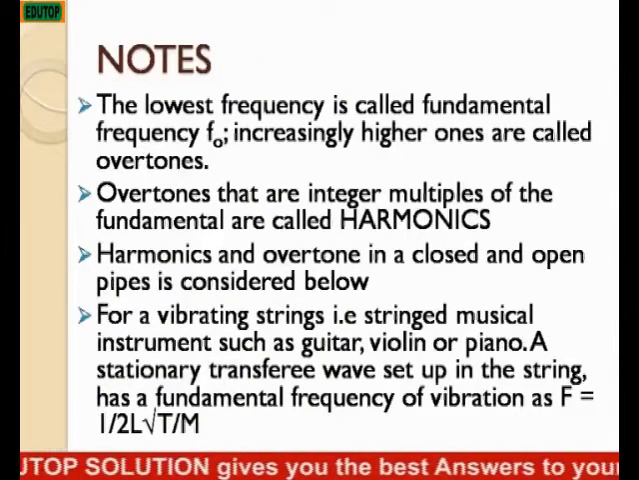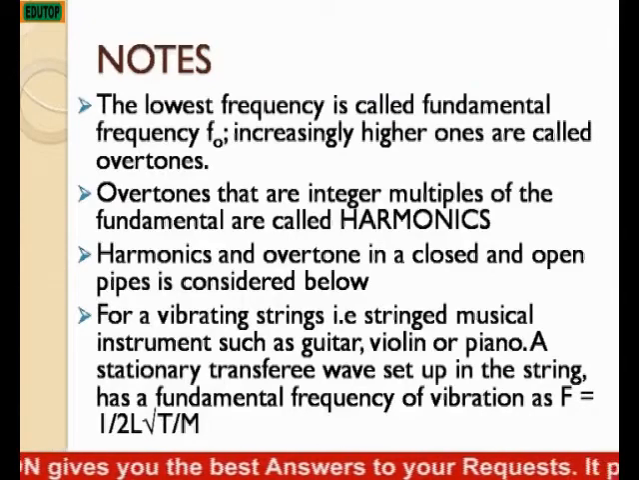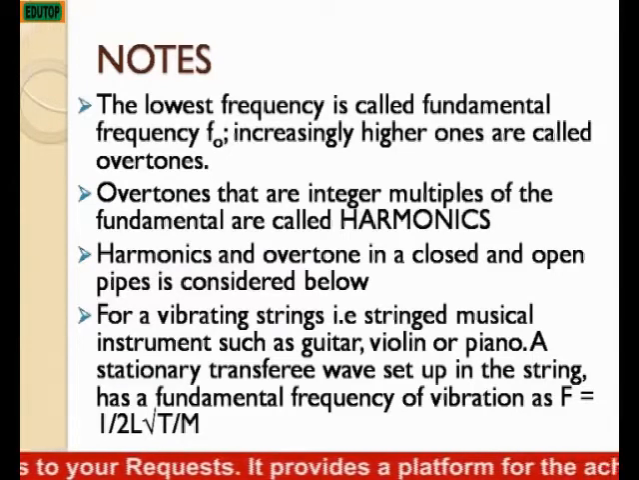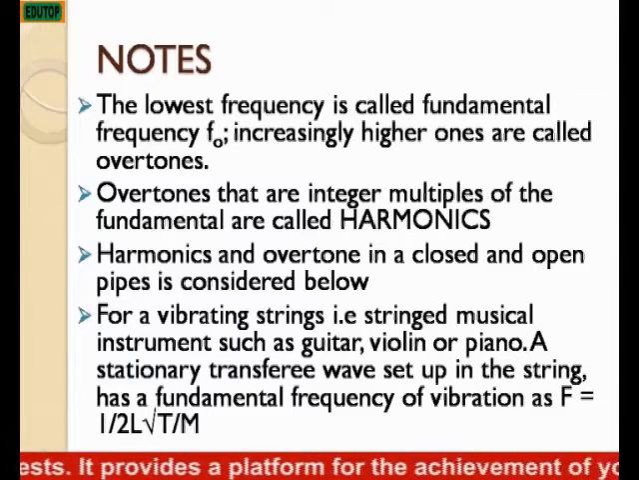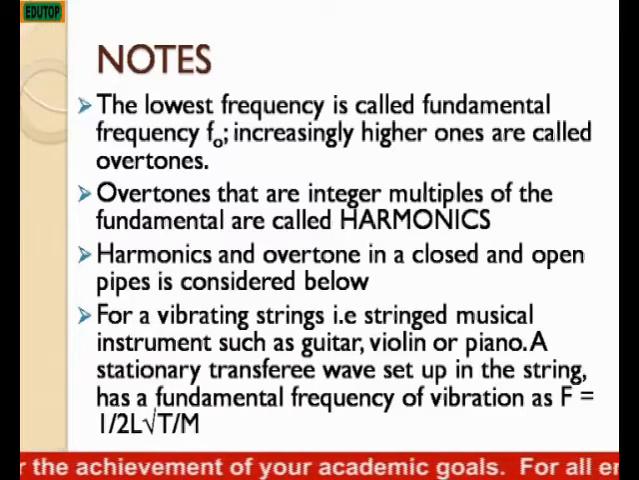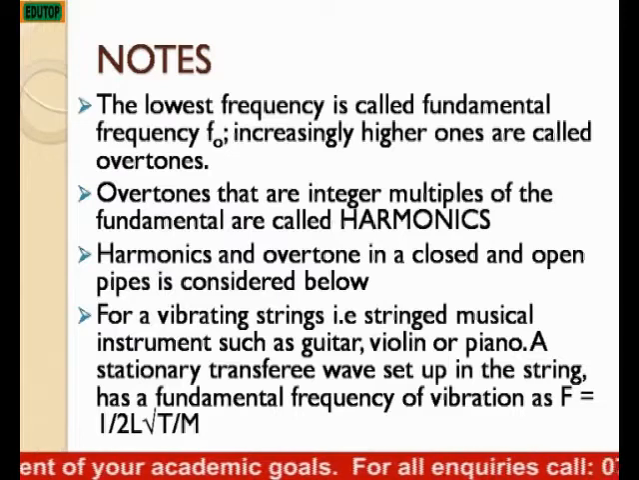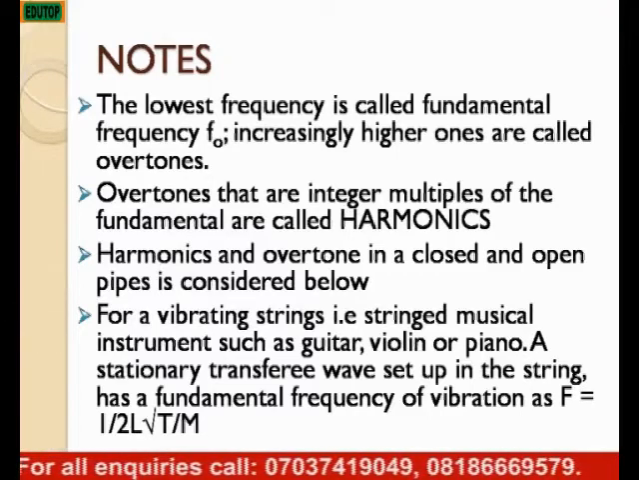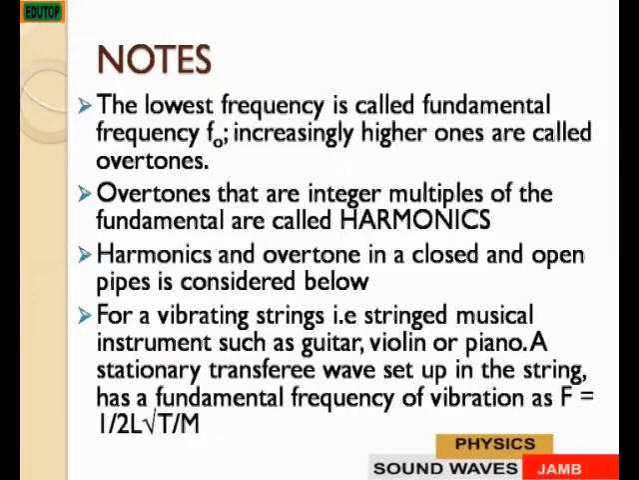The lowest frequency that can be found in a vibrating string is called the fundamental frequency, which is F0. Increasingly higher ones are called overtones. That is, the frequency that is higher than that of the fundamental frequency, the lowest frequency, is what we call overtones. Overtones that are integer multiples of the fundamental are called harmonics.